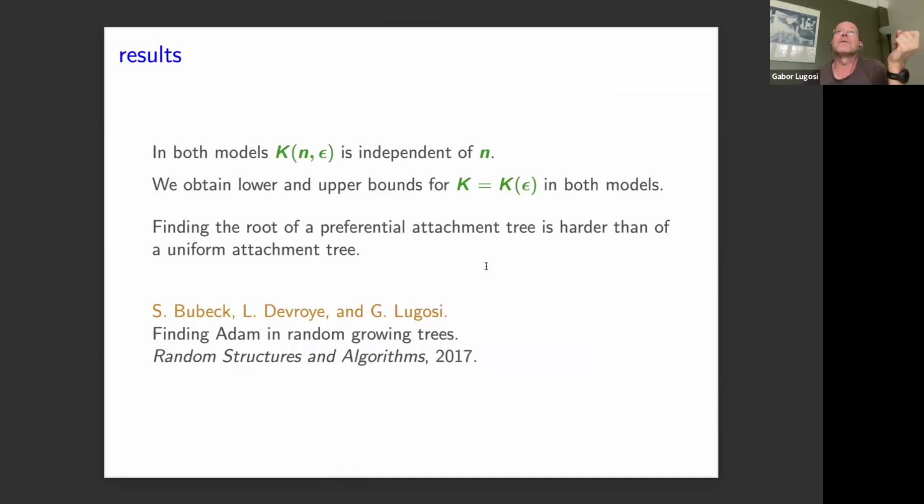This was surprising to us because we expected that it would be the other way around, because preferential attachment trees are famous for having big hubs, vertices of very large degrees that should be easy to identify. I will explain why that is not an advantage in this case.